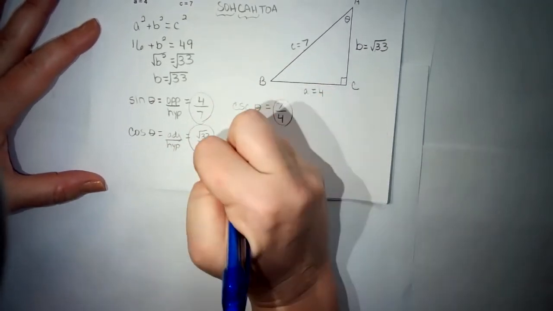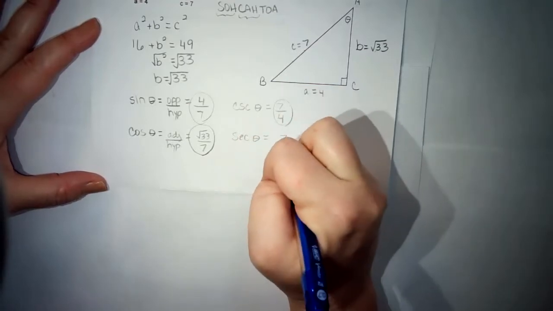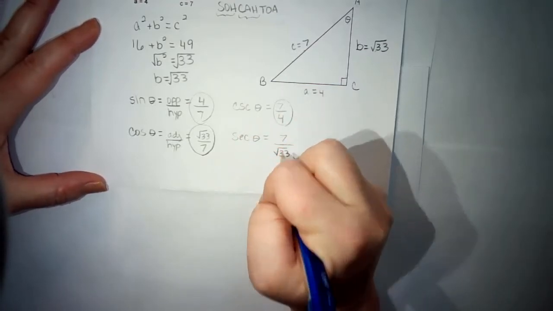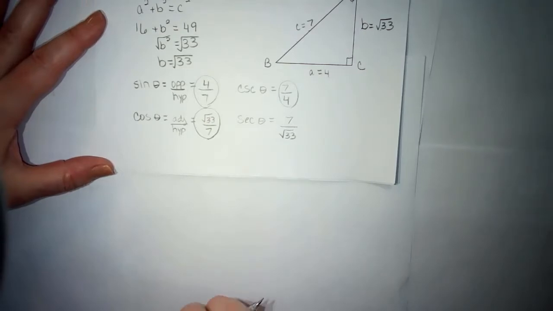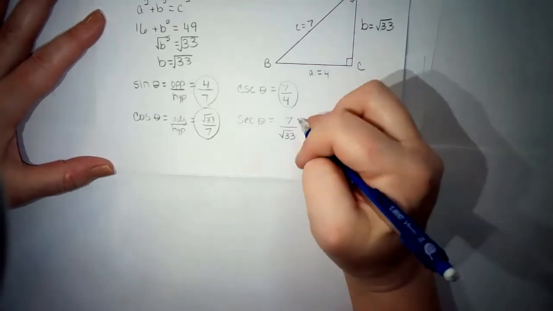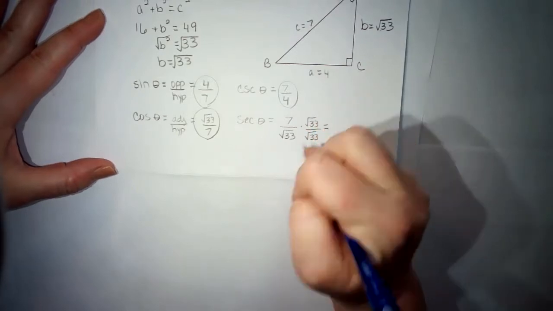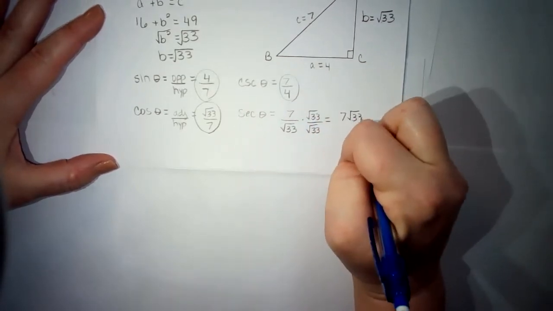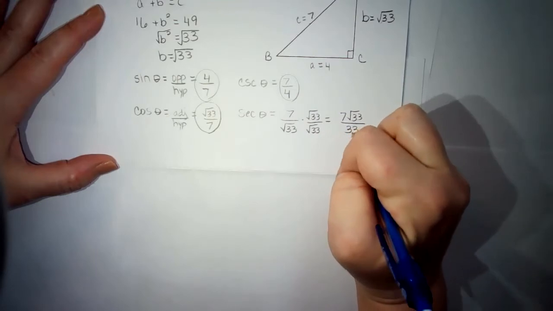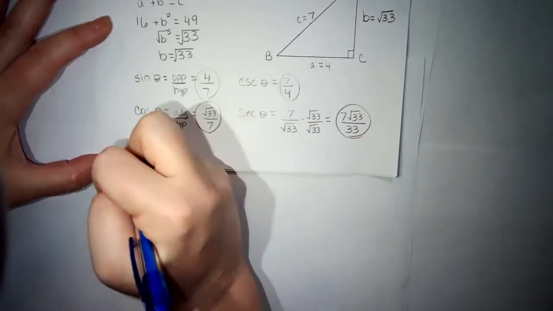Okay. While I'm doing cosine, let's go ahead and knock out secant. So remember, he's the reciprocal. Now you got a little hidden problem they're testing on. Can you rationalize this? Will you remember to rationalize this? So we're just going to multiply top and bottom by root of 33. We're going to get 7 root of 33 over 33. There's your secant.